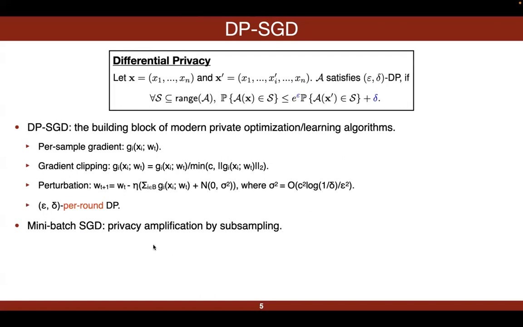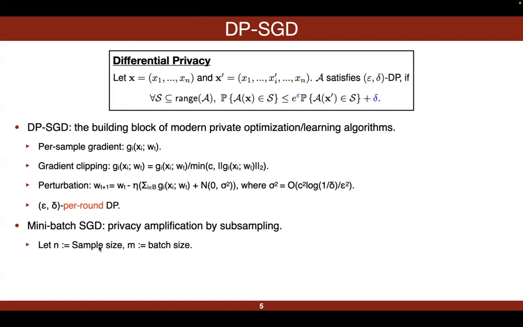Basically, this privacy amplification by subsampling is as follows. In each round of SGD, we are doing mini batch SGD. So we will select a batch, a subset of training samples, uniformly at random. And if we take this random subsampling into our privacy analysis, we can actually amplify privacy to get a better privacy guarantee, better than this epsilon delta.